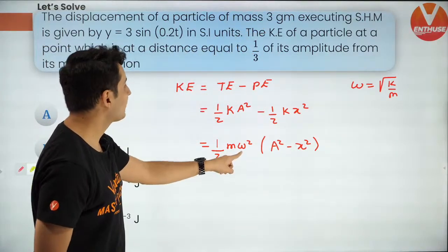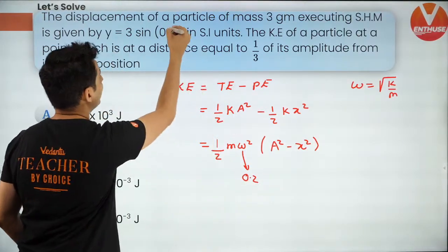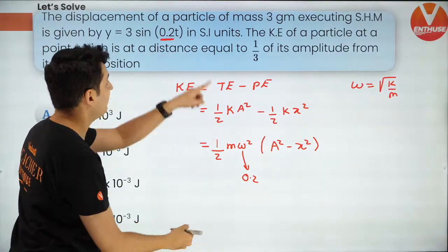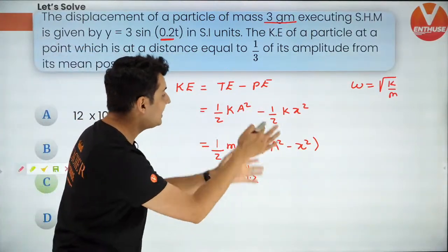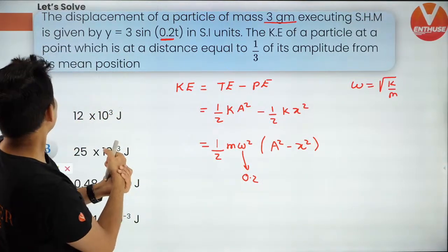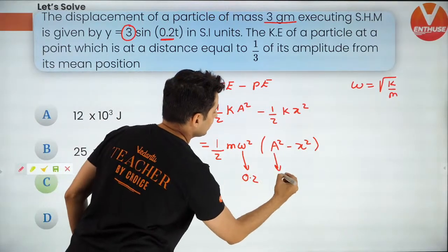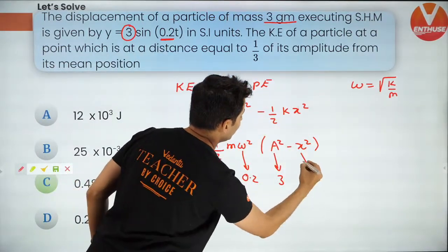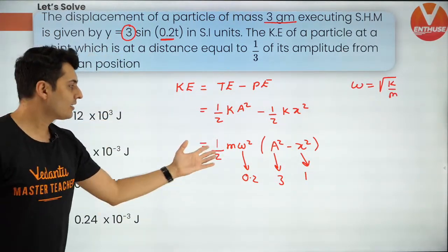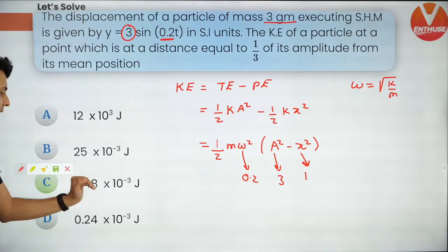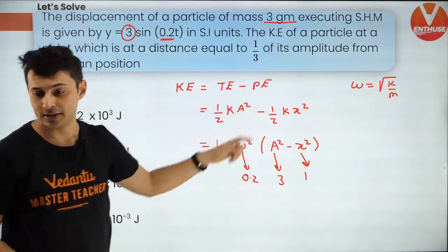Mass 3 grams, omega is 0.2. Remember, omega is 0.2 over here. You can see this. M is 3 grams given. A amplitude, that is indirectly given. So see, amplitude is 3 over here. So 1/3 of its amplitude will be nothing but 1 meter. So 1/3 of 3 is 1 meter. Just solve this and you will get the answer as 0.48 into 10 to the power minus 3 joules. Do not forget this is grams, so convert it into kgs.